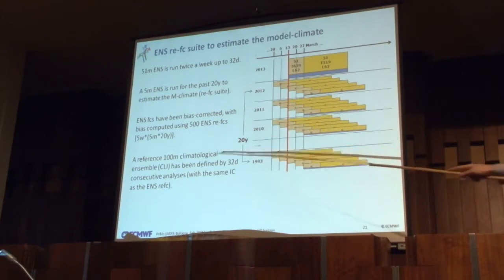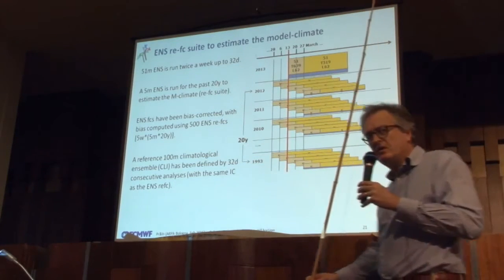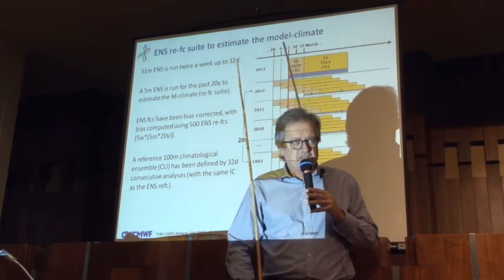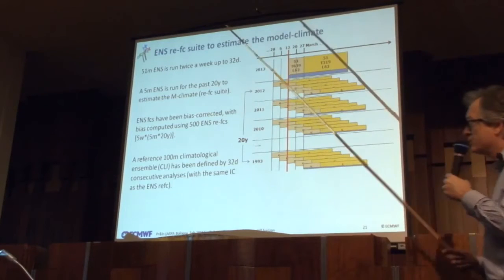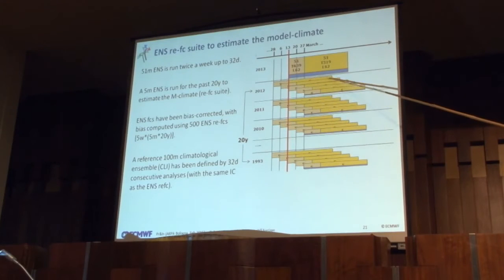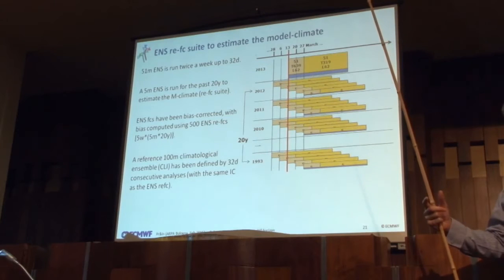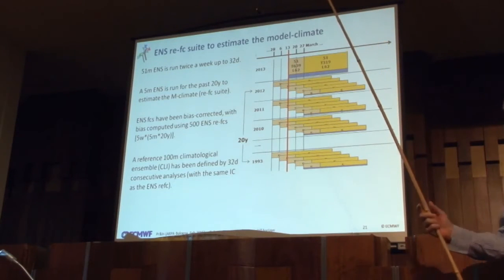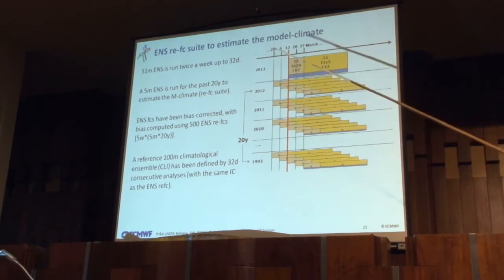As a reference, we have used a 100-member forecast defined by past analysis. So we took the analysis at this day, and we collected all the analysis of the subsequent 32 days. This is one member of this reference climatological forecast. And then the second member will be the analysis from the 6th of March for 32 days, and so on.